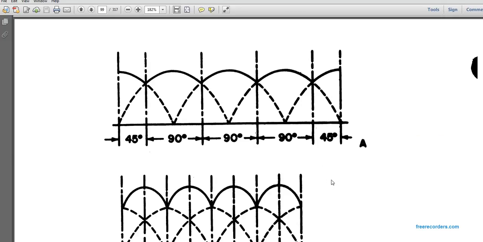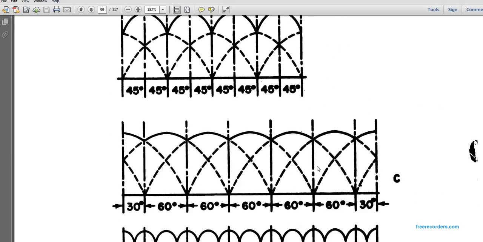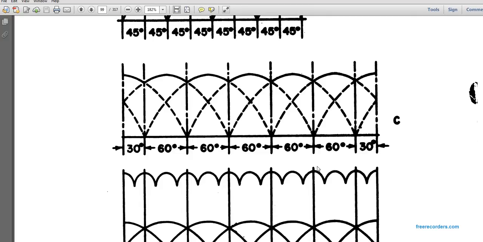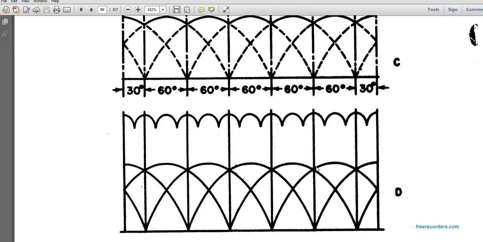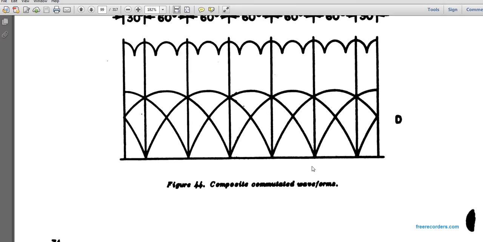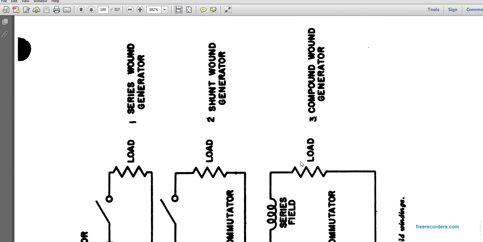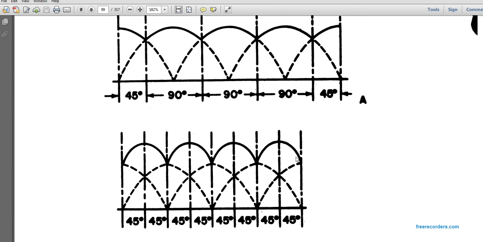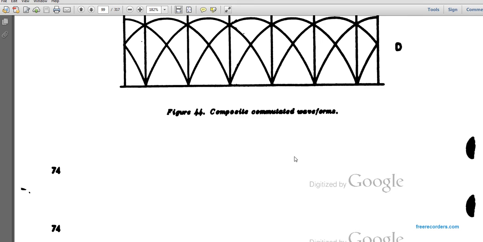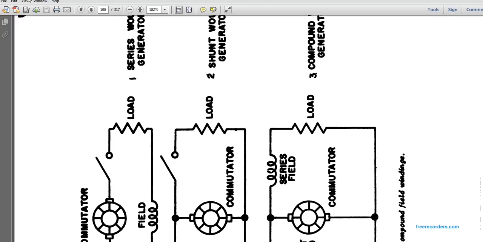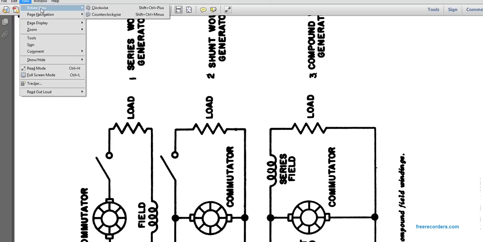But here you see the 45 and 90 degree angles, the 45, the 30, 60, 60, 60, 60, 30. Complete circulated waveforms of A, B, and C, and of C, A through D. Let me view this on the side.